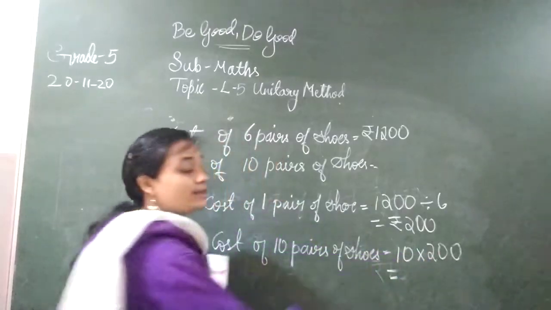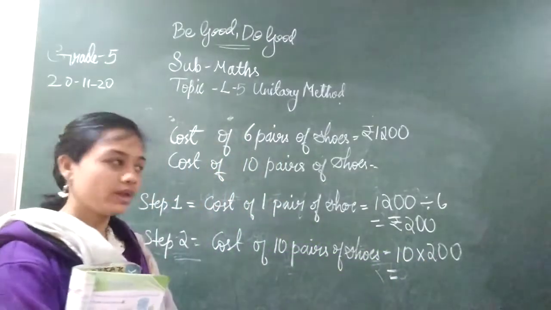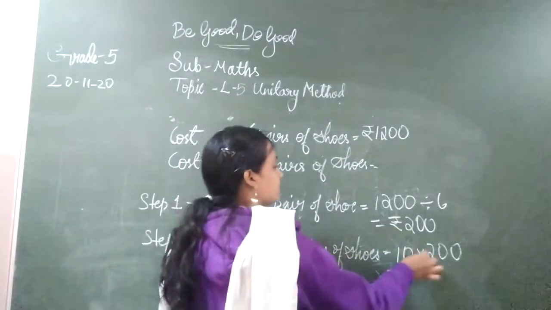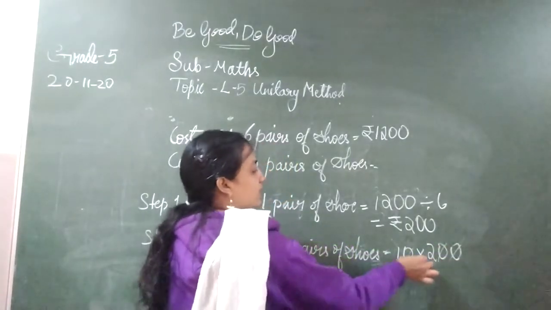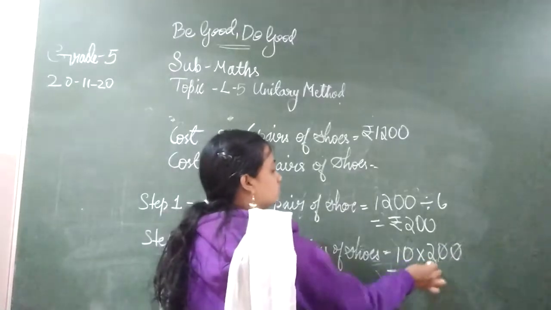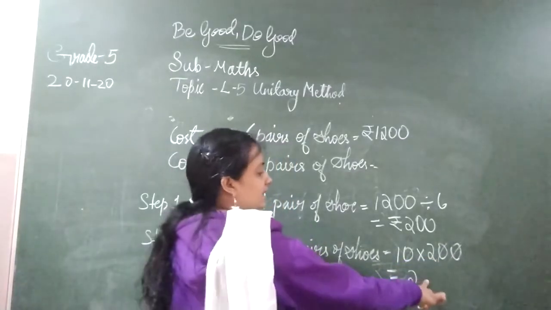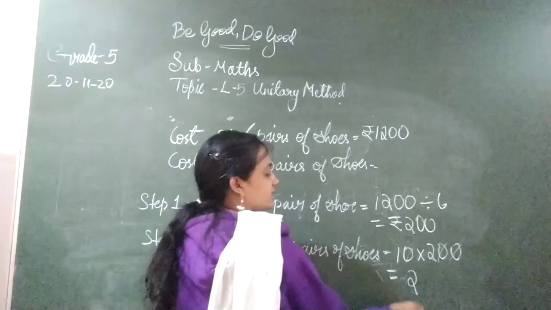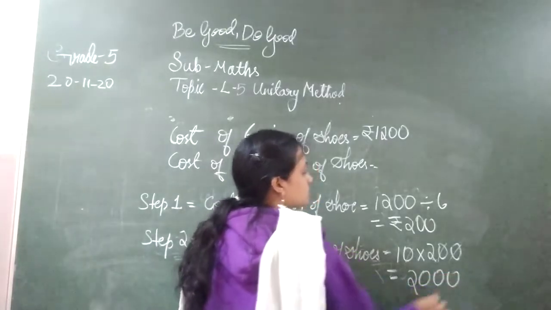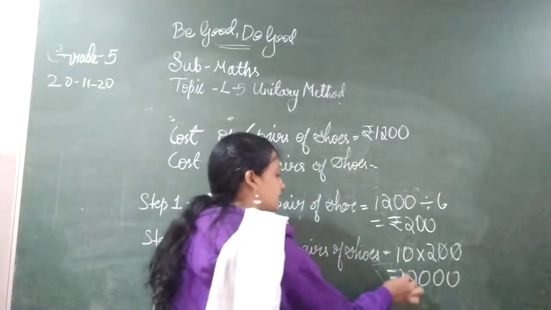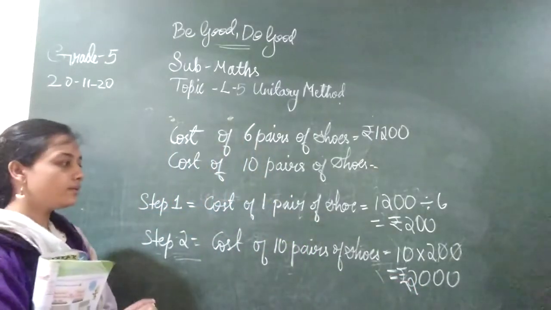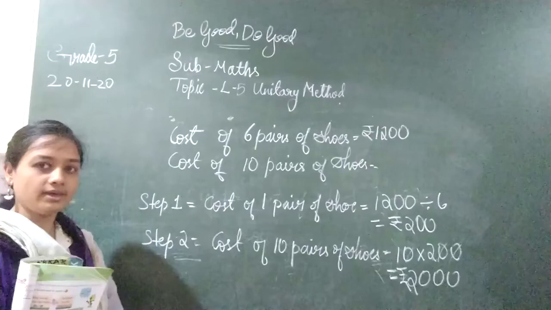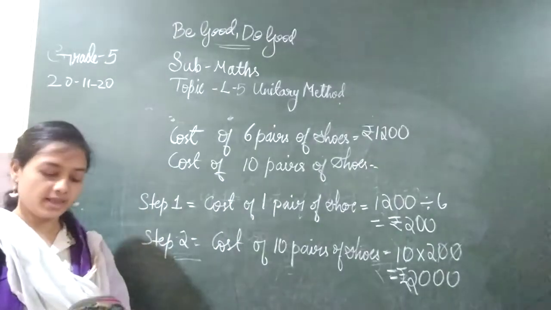When you have multiplication with zeros like this, it's very easy. You just forget the zeros here first. Multiply only the numbers like 1 and 2. So 1 twos are 2. Now in your answer, how many zeros have you cancelled here? Write down those zeros. So the cost is 2000 rupees. The cost of 10 shoes is 2000 rupees.